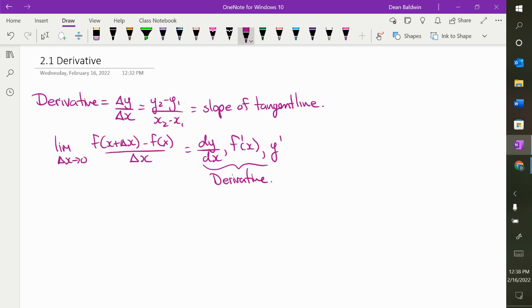Nobody uses the formula limit of f of x plus delta x minus f of x over delta x. Because as you saw, he gave you a few questions, I think, to do. It's very cumbersome. You're solving limits, which takes a long time. So there are fast ways, quick ways to do them. Okay, and that's what 2.2 is all about.